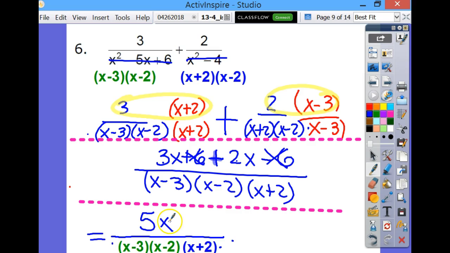Unless, can I cancel an x up here and an x down there? No. Because these have adding and subtracting glue. Can you find the common denominator for the next problem?